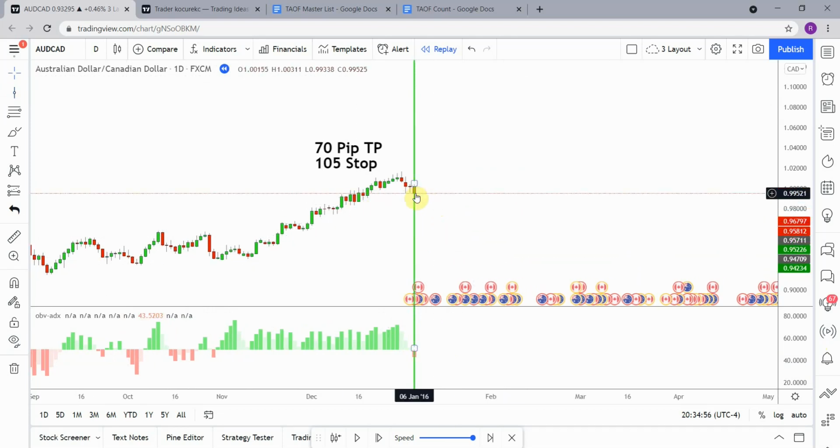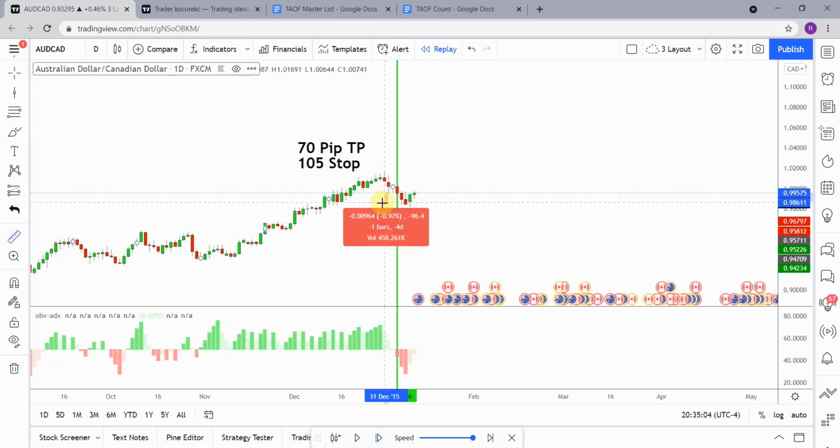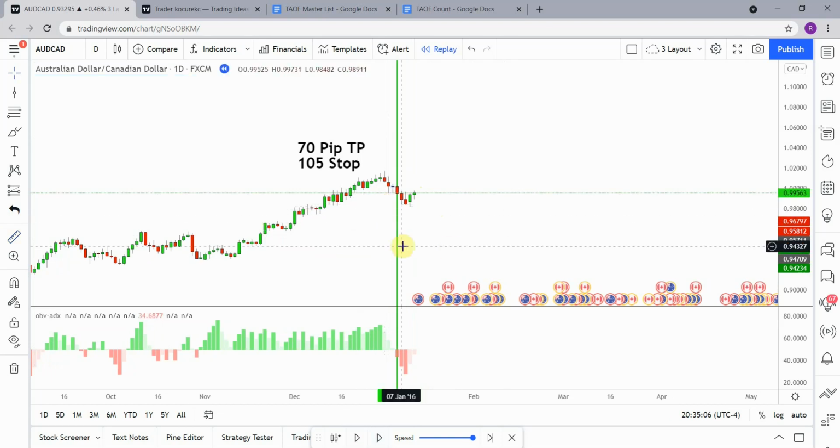Alright, so we're going to pick up the first signal right there. It's going to be a short signal. Let's measure this out, see if it gets us to take profit. And it did. Got us to take profit pretty easily there. Go ahead and continue on here.